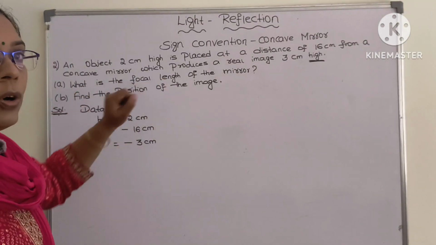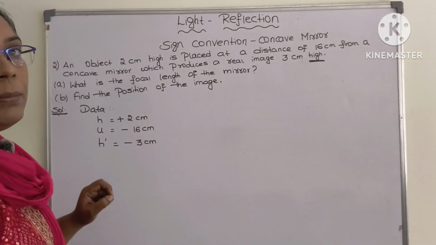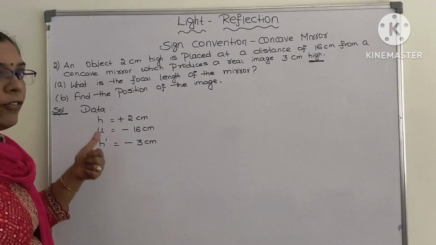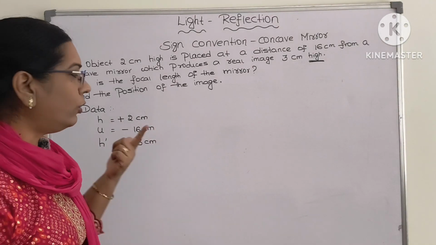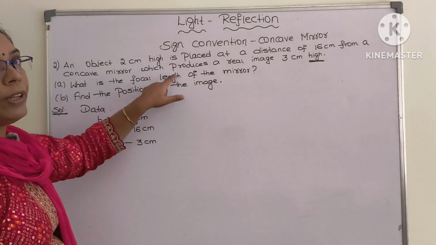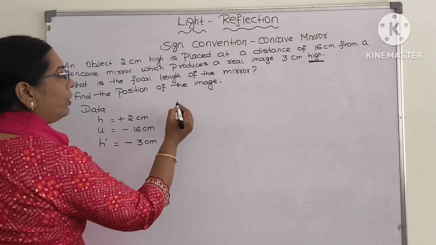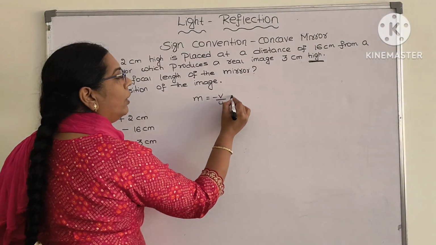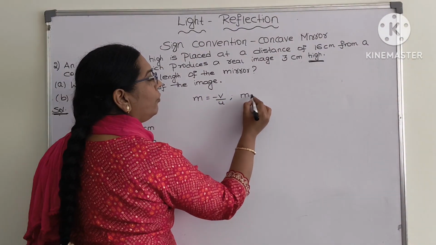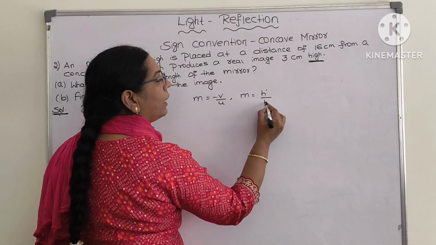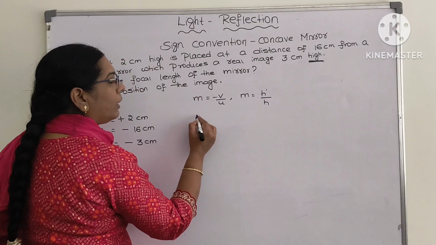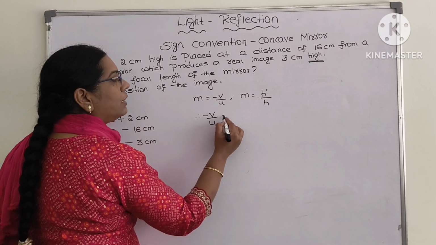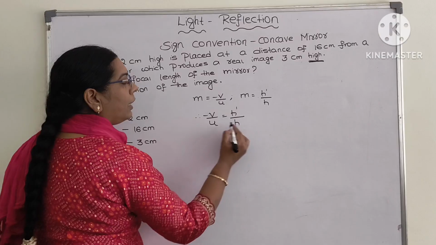We have to find the focal length and then the position of the image, where the image will be positioned. See, do I have focal length? No. Do I have V value? No. Then how can I find the focal length? You have to use the magnification formula. You know, children, magnification is minus V by U, and there is one more formula. Magnification is H prime by H. Combine both of them, we will get minus V by U is equals to H prime by H.